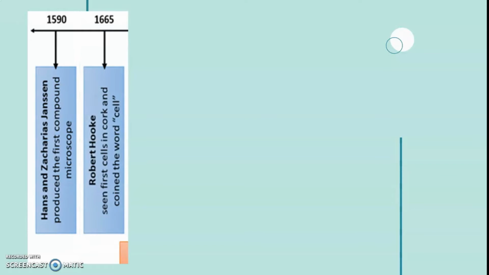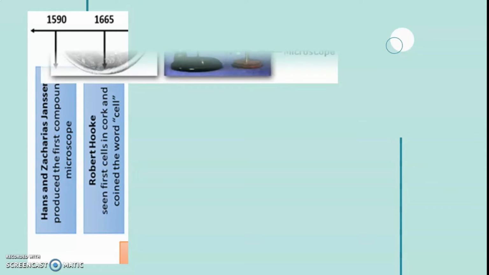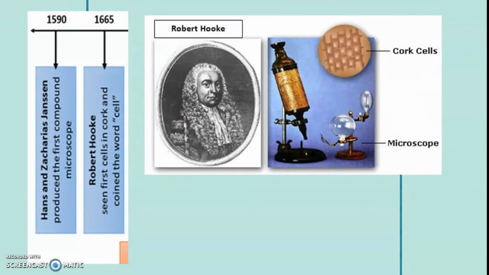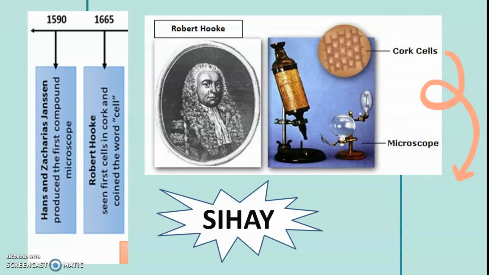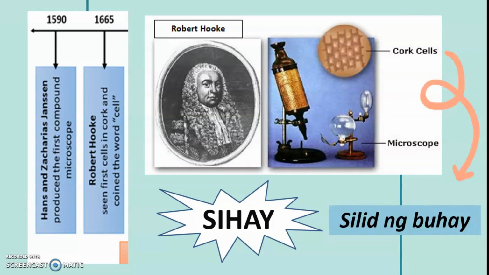In 1665, cells were first observed. Robert Hooke, an English scientist, discovered a honeycomb-like structure in a cork slice using a primitive compound microscope. He only saw cell walls, as this was dead tissue. He coined the term cell for these individual compartments he saw. In Filipino, the translation for the word cell is sihay, which means silid ng buhay.